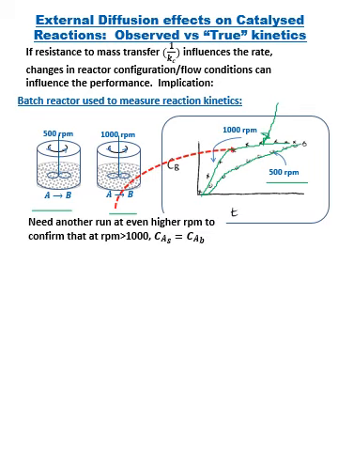If I do an extra run where my RPM is, for instance, 1500 and I measure exactly the same concentration profile, then I can say at stirrer speeds higher than 1000 RPM, I've excluded any external mass transfer effects. I'm in the reaction controlled regime and Ca surface is equal to Ca bulk.